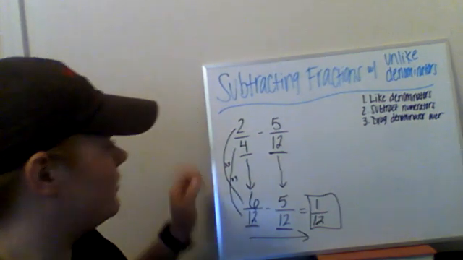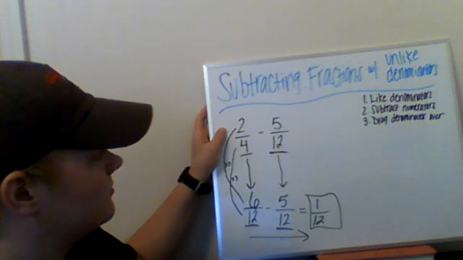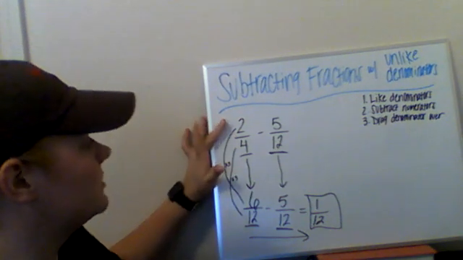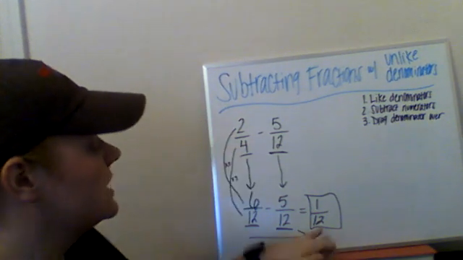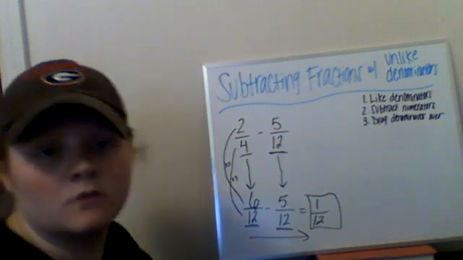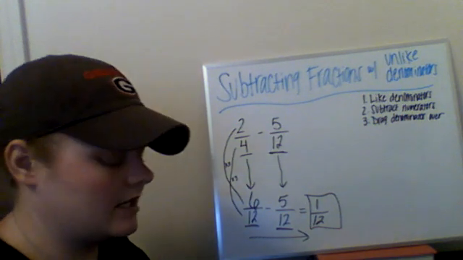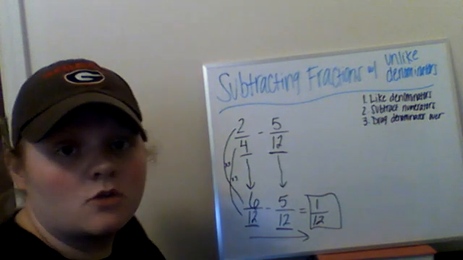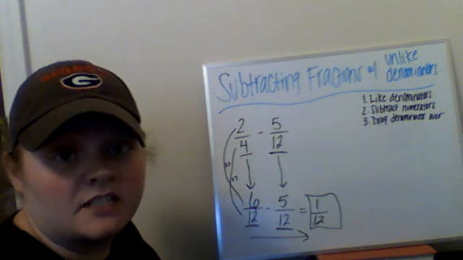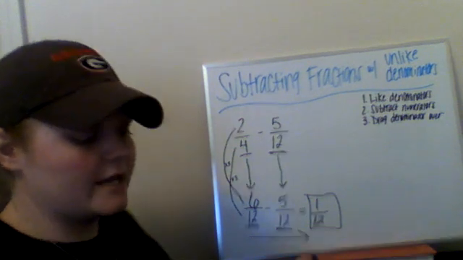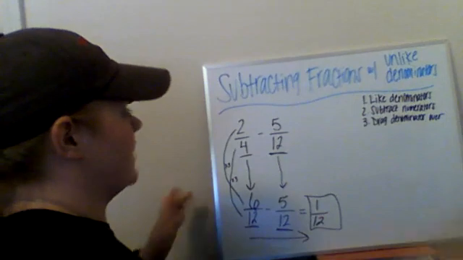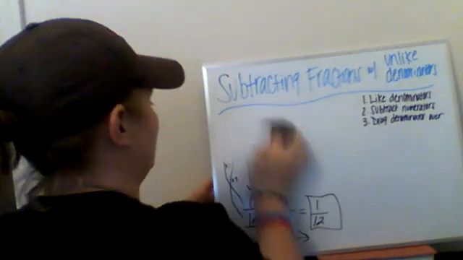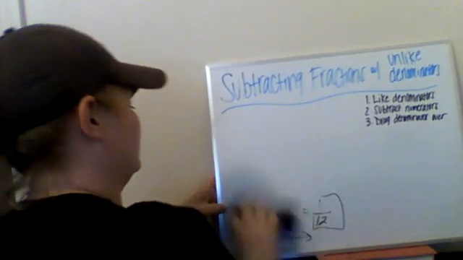If I go back up to my original problem, 2/4 minus 5/12 is 1/12. All I did was make like denominators, then subtract my numerators, and then just drag my denominator over. Okay, let's do another example where we have to work with a new set of denominators.